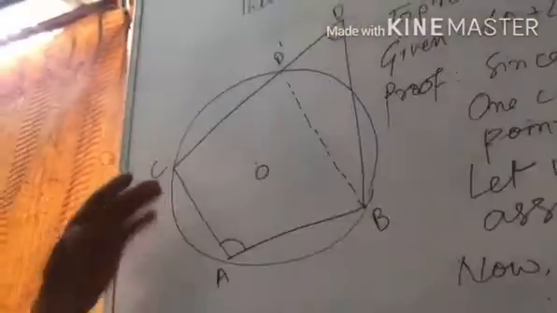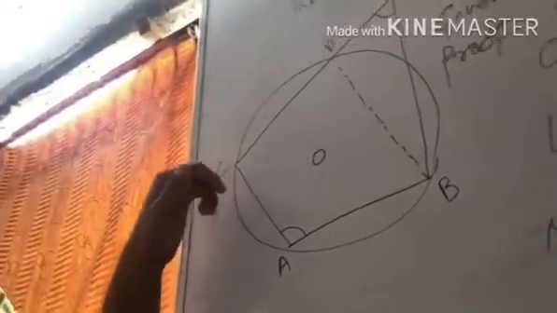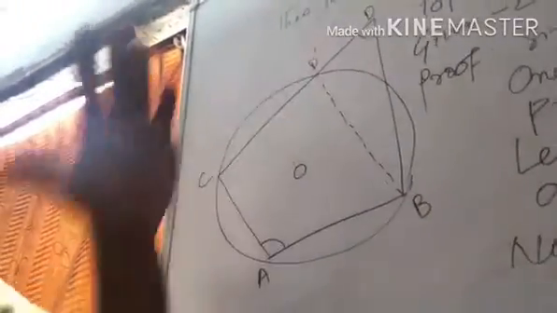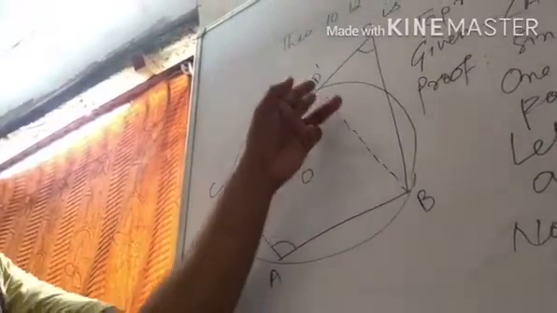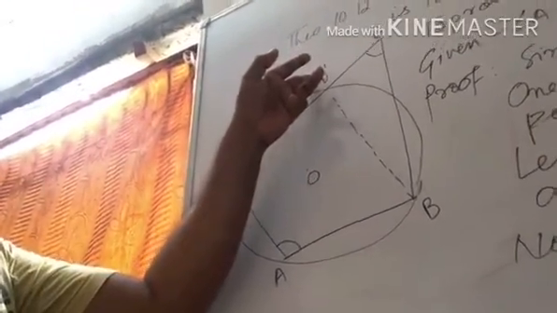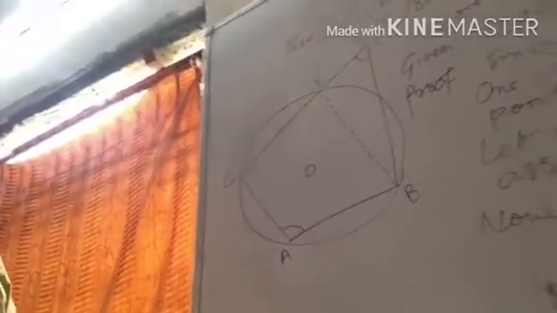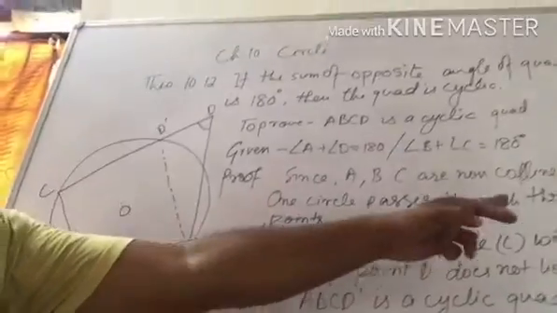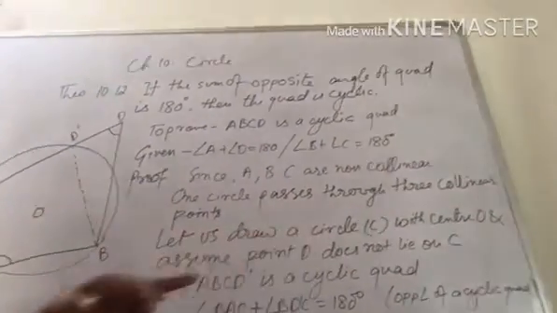This is the figure. Now you can see the figure. There is a circle and the quadrilateral ABDC. This is the cyclic quadrilateral. It's the assumption. Now we draw D dash, a point that is on the circle. So let us draw a circle with center O and assume the point D does not lie on C.